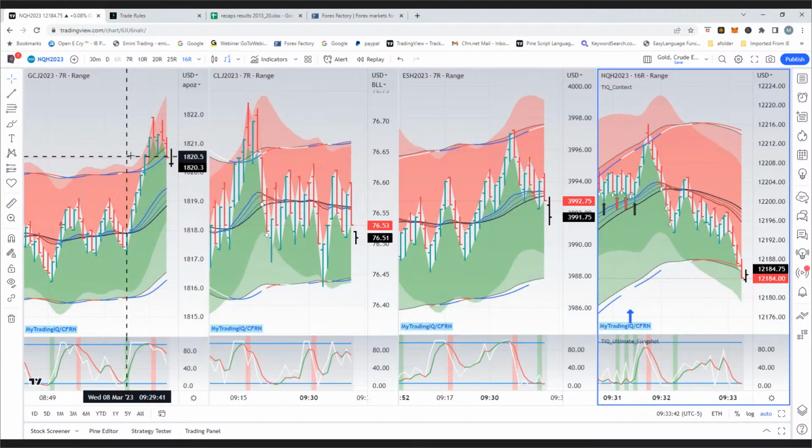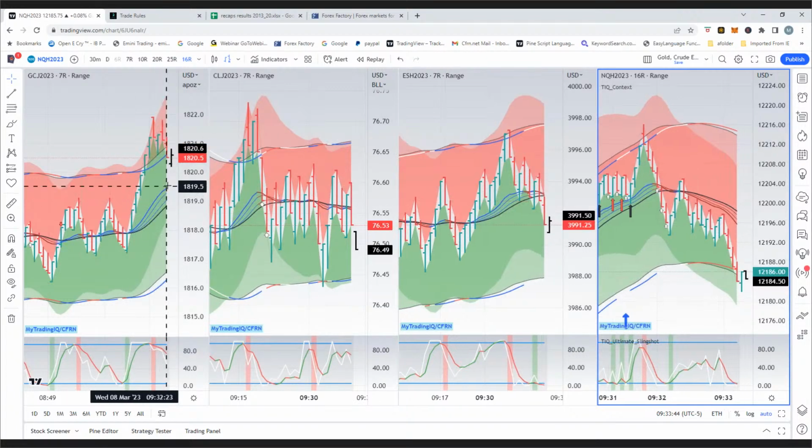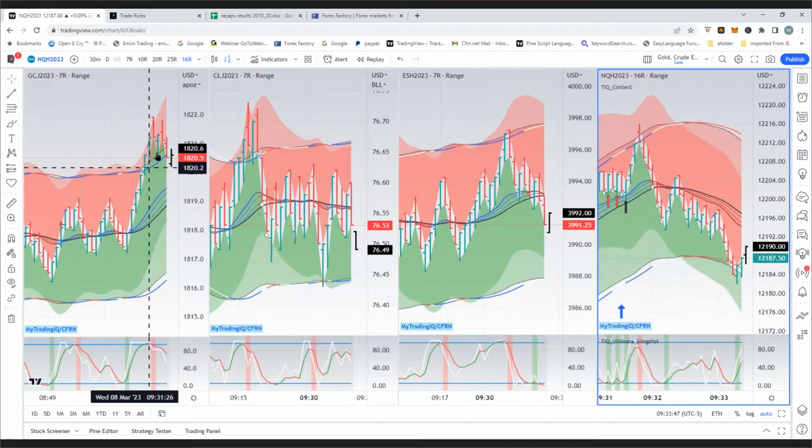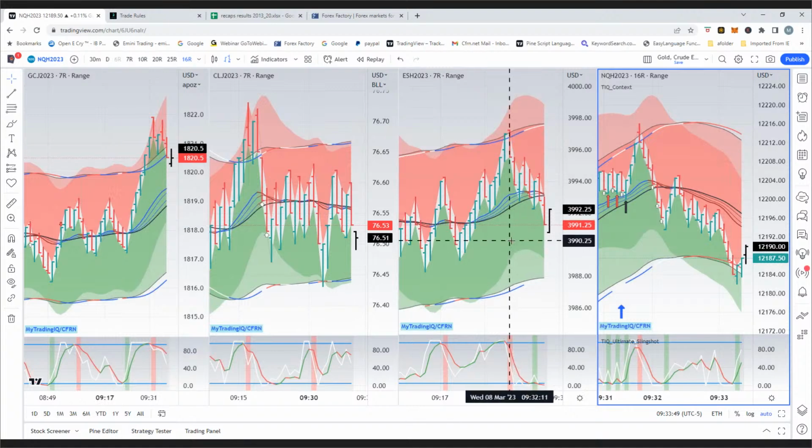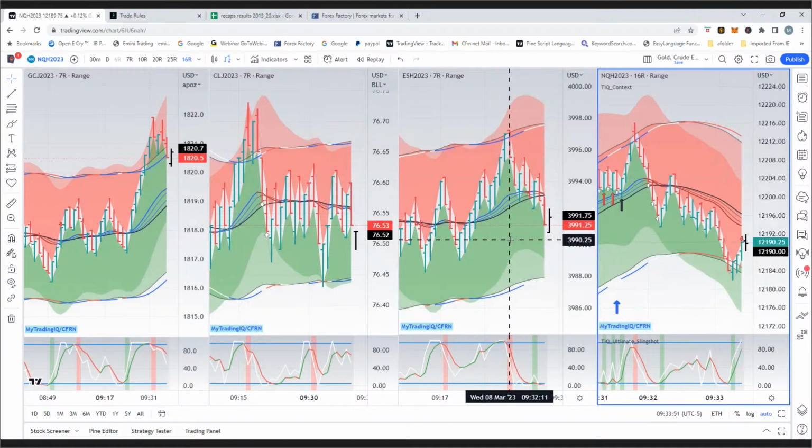Over here on the gold right now, you see this is starting to pull back. The long-term direction is bullish and it's starting to pull back. So that's it. No, I'm the only one that has red arrows right now, Wayne.